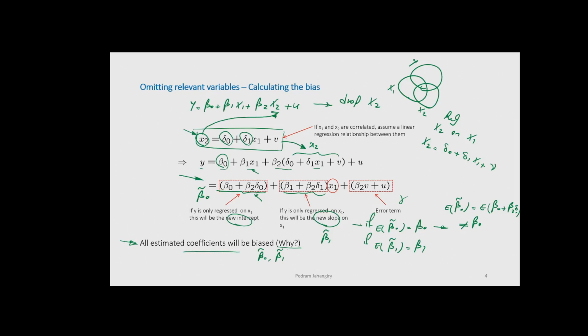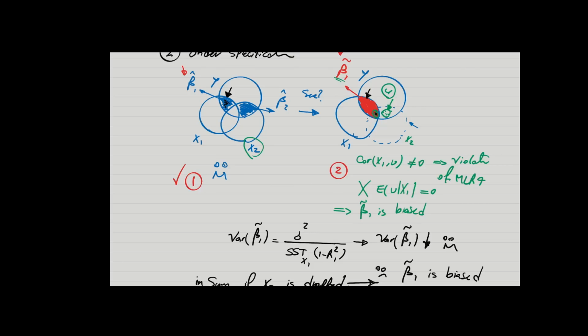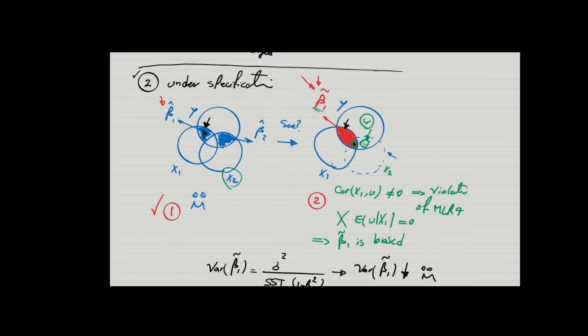So this beta tilde 0 is biased, and beta tilde 1 is biased. Again, we're not really interested in the bias of the intercept, but for the slope, because it changes our interpretation, we're interested. So let's do that in a separate slide. What is the bias of beta tilde 1? Guys, as a reminder, we know that this thing is biased. Using a Venn diagram, clearly we know why it is biased, because the correlation between x1 and u is not 0 anymore. x1 is endogenous.